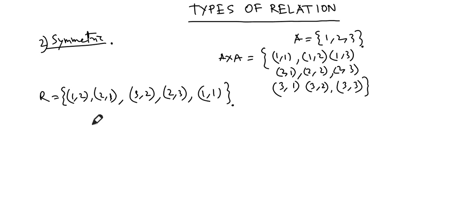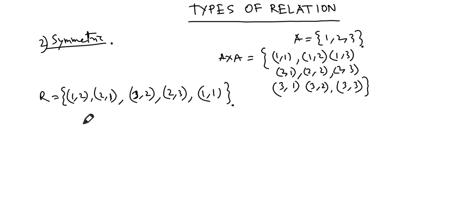So how have we chosen these elements of R? (1,2) and (2,1). The (2,1) is the opposite pair of (1,2), so (1,2) and (2,1) are there. (3,2) and (2,3), these two are opposite pairs of each other, so the opposite pairs are here. For (1,2), (2,1) is here; for (3,2), (2,3) is here.